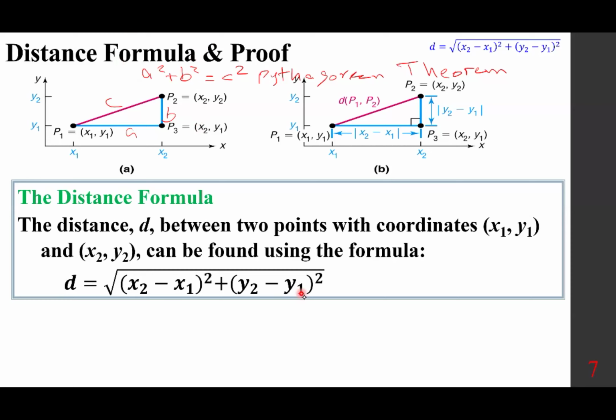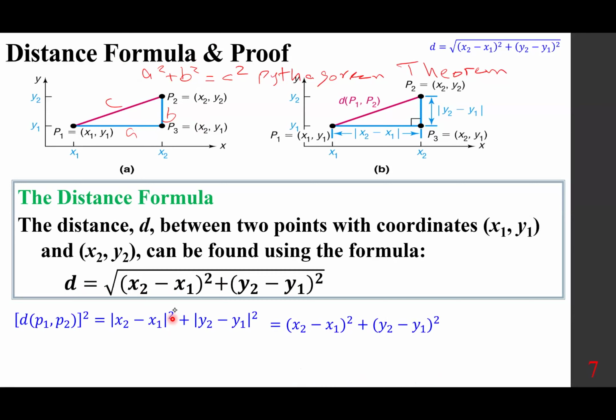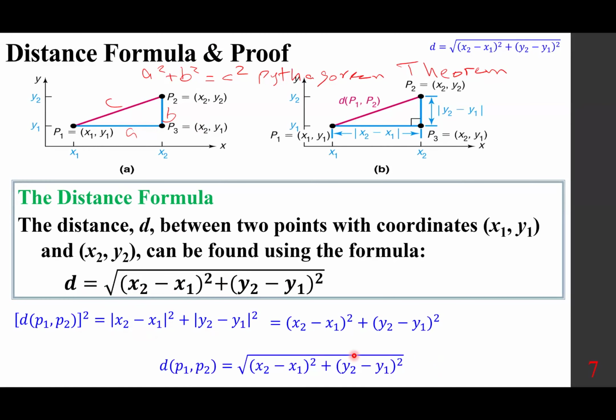And so that's being raised to the power of 2: x sub 2 minus x sub 1 quantity squared plus y sub 2 minus y sub 1 quantity squared. The reason we can use the parentheses instead of an absolute value is because when you raise this to the power of 2, regardless, it becomes positive. Okay? And so we say the distance is this formula.